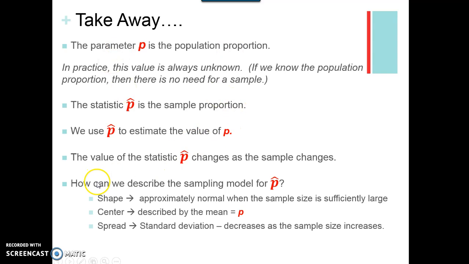Okay, and then how can we describe the sampling distribution for p hat? All right, number one, the shape is approximately normal when the sample size is sufficiently large. So that's when you do np greater than or equal to 10 and n times 1 minus p greater than or equal to 10. The center is described by the mean, so the mean of the sampling distribution is the same as the population proportion. The spread is the standard deviation, and keep in mind that as the sample size increases, since it's in that denominator, the standard deviation is going to decrease.